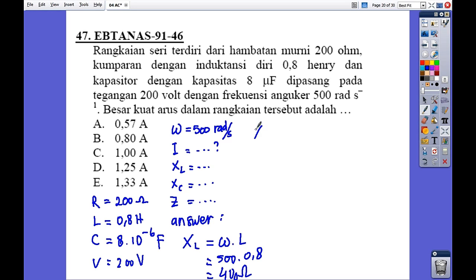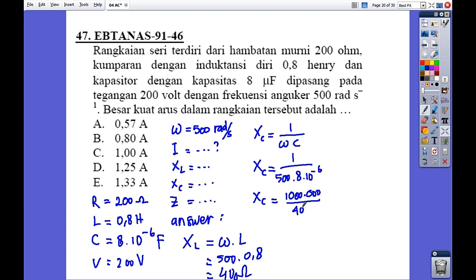And then XC is 1 over omega C. So XC is 1 over 500 times 8 times 10 to the power of minus 6. So XC is actually 1 million over 4,000. So we can cancel this. So 1,000 over 4, 250.